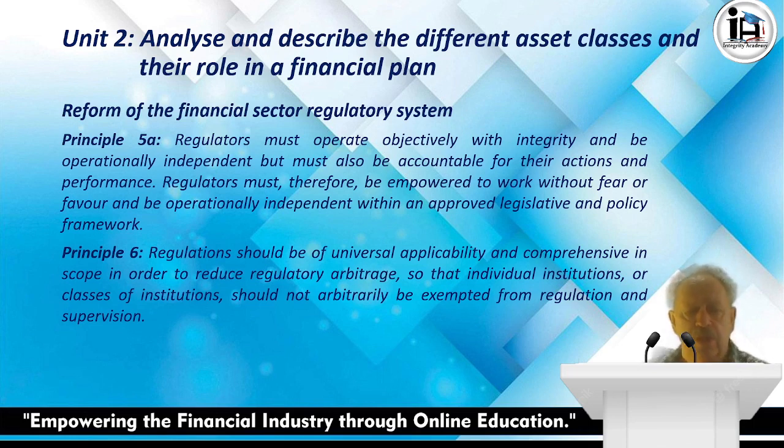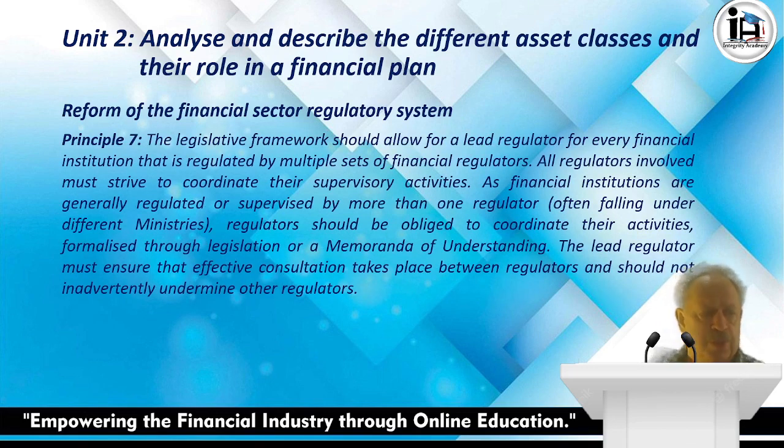so that individual institutions or classes of institutions should not arbitrarily be exempted from regulations and supervision. Principle 7, the legislative framework should allow for a lead regulator for every financial institution that is regulated by multiple sets of financial regulators. All regulators involved must strive to coordinate their supervisory activities, as financial institutions are generally regulated or supervised by more than one regulator, often falling under different ministries.